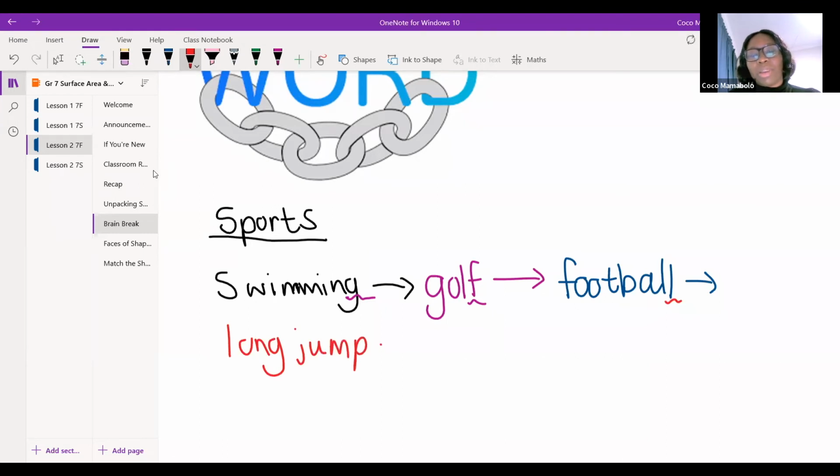Long jump. My teachers at school used to force me all the time to do long jump because I was tall and I sucked at it. I was so bad at it. I don't know why. They thought maybe the tallness meant that I could make it happen. I didn't make it happen.